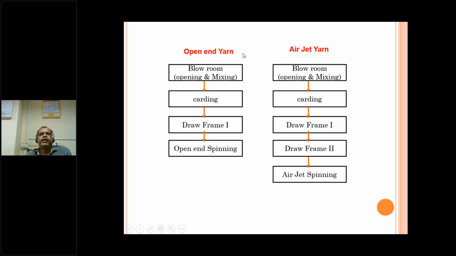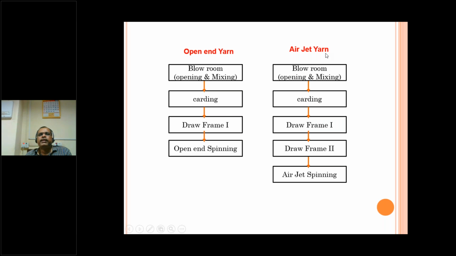Next, another process is the open end yarn. Open end means rotor spinning yarn. It is the blow room for opening and mixing, carding, draw frame 1, then direct to open end spinning. So here the process is short. If we shorten the process, then ultimately energy consumption will be low.